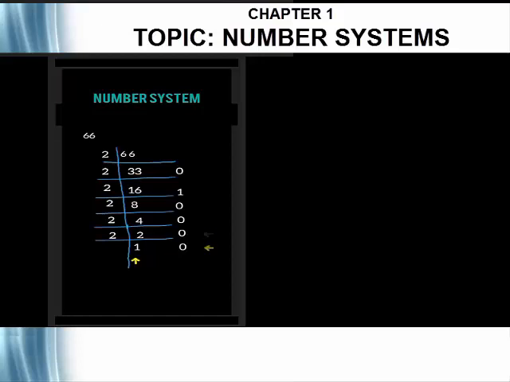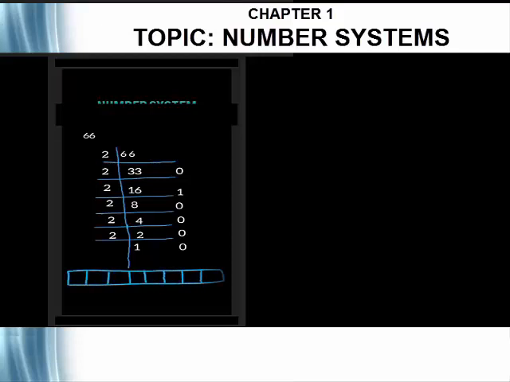But if we count these remainders, there are 7, but in your exams you need to convert into an 8-bit positive binary register. So if we write these remainders into an 8-bit binary register, write these remainders from upward to downward starting from the right hand side. So it will be 0 1 0 0 0 0 1 0.